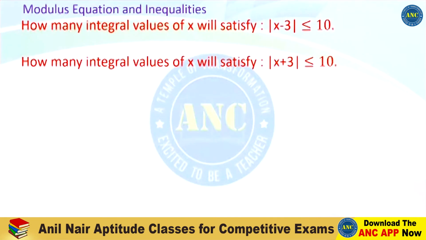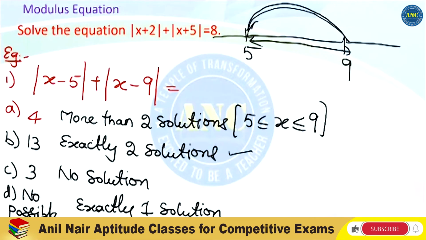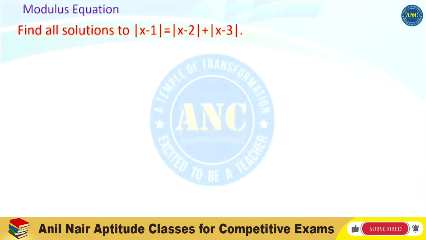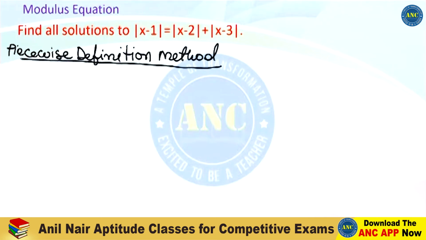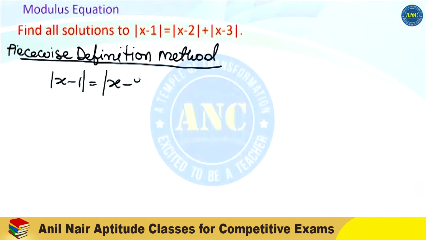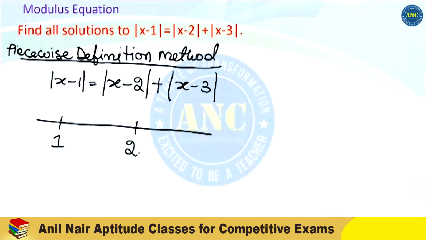So this question we solved. Now let us go back. Where are we? Now our problems will become easy. Now find all the solutions to |x - 1| = |x - 2| + |x - 3|. Here we will use the piecewise definition method for effective understanding. Probably the last problem where we use it. Depending upon the values of x, we will change the equation. The critical points of x are 1, 2 and 3.